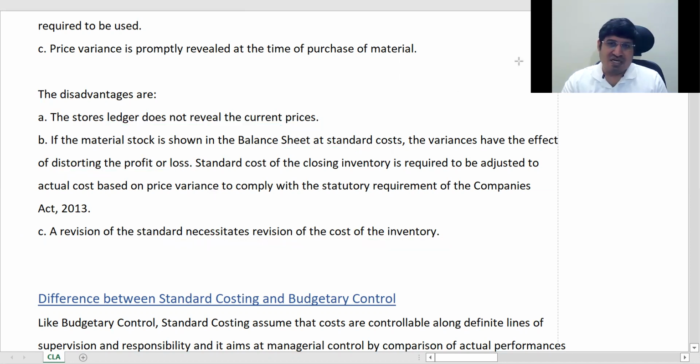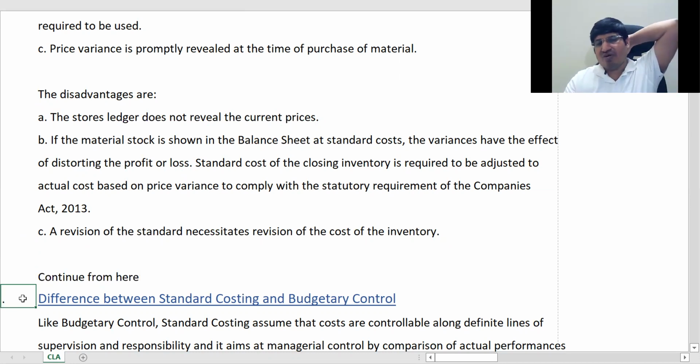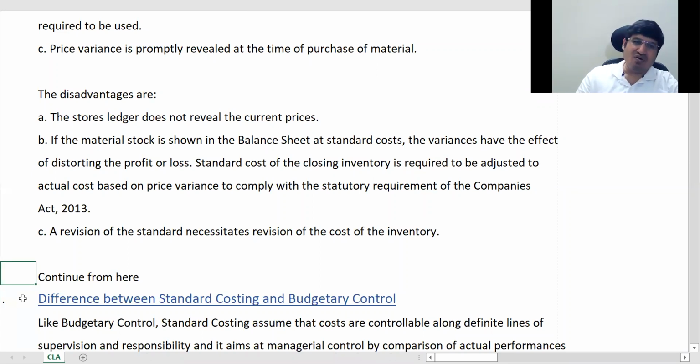Okay. So next is the difference between standard costing and budgetary control. This we will do tomorrow. Okay. We won't do it today, we will do it tomorrow. Otherwise, too much theory. Continue from here. Theory is very simple, okay? The way I am explaining it, you have to remember it that way. You have to just understand the way I am explaining it to you, and you should be able to write. Don't go for learning by heart and all that. These are all simple theories.